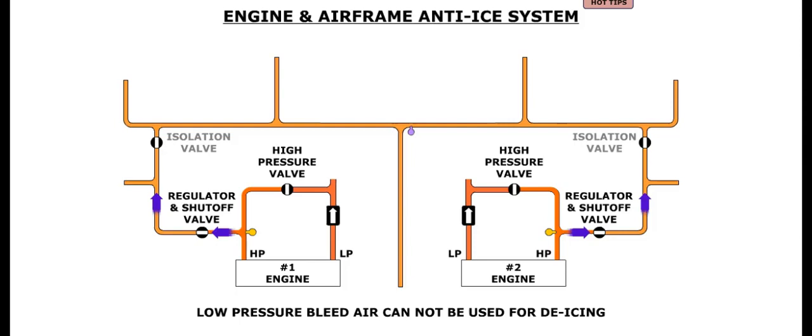You should note that due to the plumbing of the pneumatic system, the high-pressure port always provides the air for the system. This air is available, regardless of the position of the associated engine bleed air valve. Low-pressure port air cannot be used for de-icing.